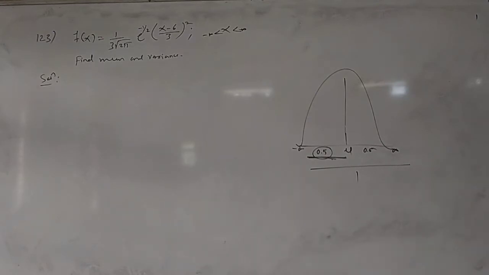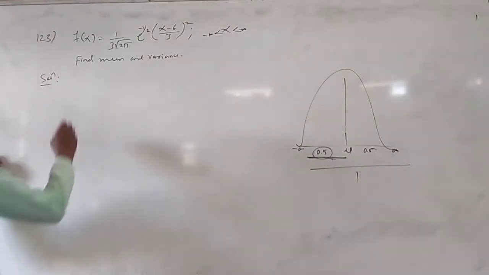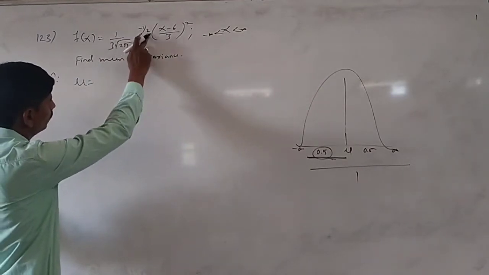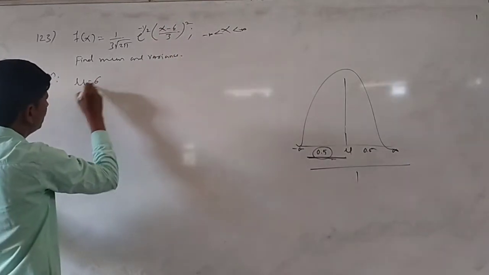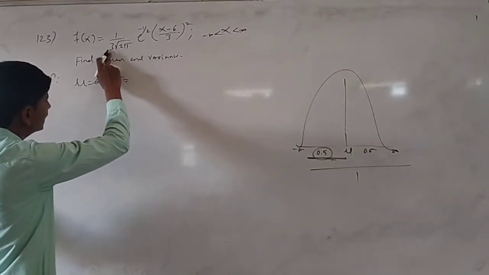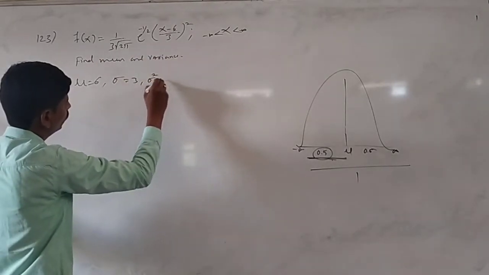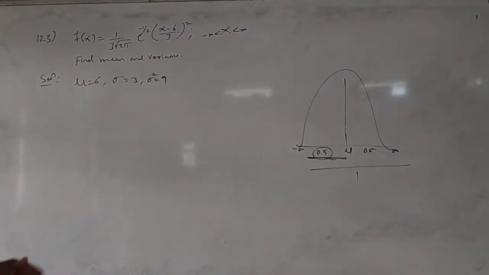e to the power minus 1 by 2 times x minus 6 divided by 3 whole square, where x lies between minus infinity to plus infinity. Find mean and variance. Here mean is what? That is mu. Here 1 by sigma into under root of 2 pi, e to the power minus 1 by 2 times x minus mu by sigma, mu value is 6. Therefore here mean is 6, and sigma value is 3. If you want variance, that is sigma square, equal to 3 square is 9. Here mean is 6 and variance is 9.